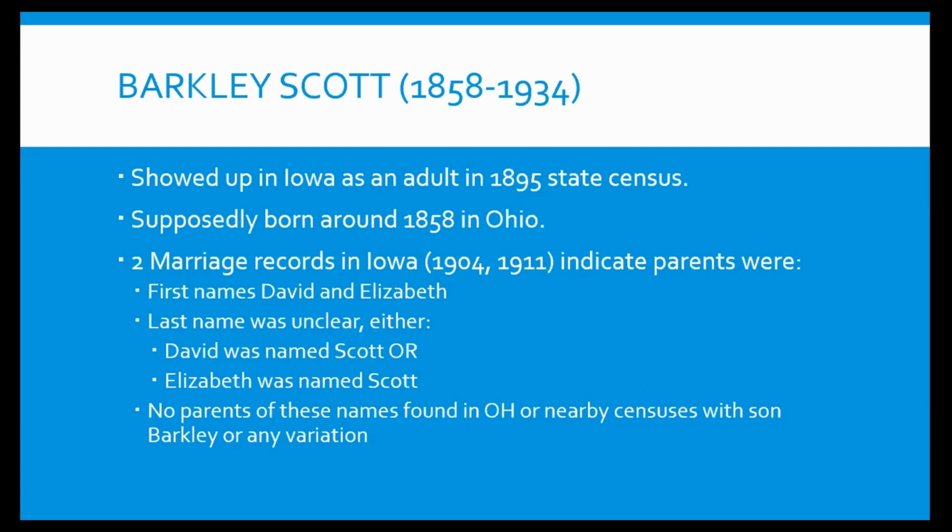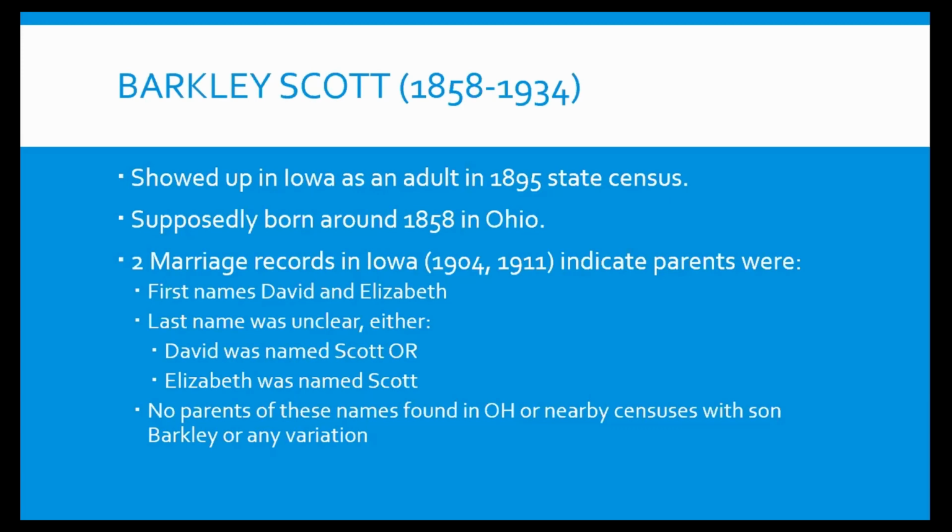So this is what the patron who came in told me. He basically said, Barkley Scott shows up in Iowa as an adult in 1895. He's supposedly born around 1858 in Ohio. He gets married in Iowa twice, in 1904 and 1911. And the marriage records do indicate who his parents were, but they're kind of unclear. Both marriage records agree that the first names of his parents were David and Elizabeth. But the last name was unclear.